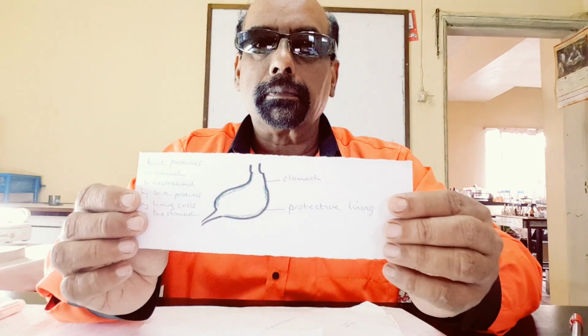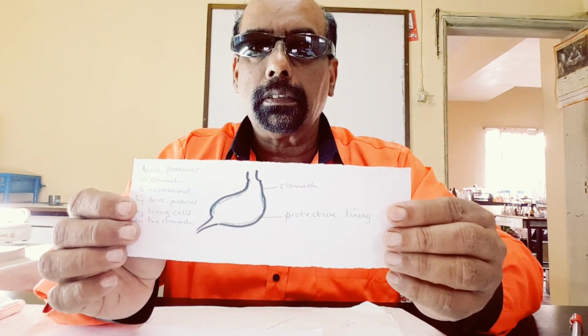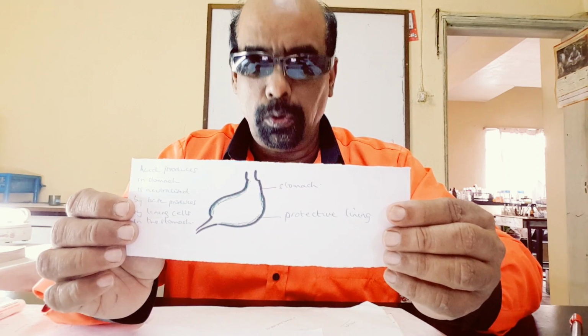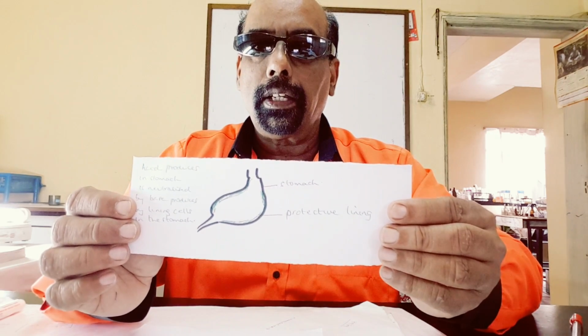Our stomach produces an acid, but the stomach is protected from this effect. The stomach is lined by cells which produce a base. This is the stomach. You have linings, and these linings produce a base which neutralizes the acid. The base reduces the effect of the acid.